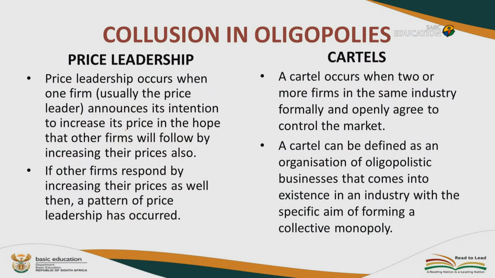A cartel occurs when two or more firms in the same industry formally and openly agree to control the market. So with cartels, they are doing it formally and they do it openly. Yes, they are still coming together. They are just agreeing. They are just controlling the market. They are just still exploiting consumers. But with cartels, they do it formally and openly.